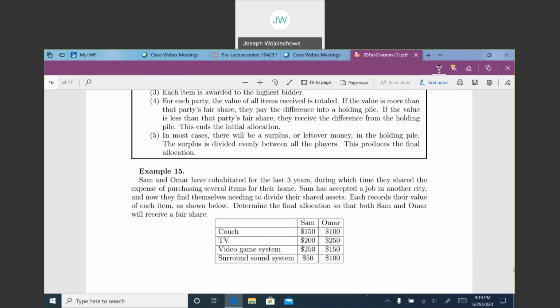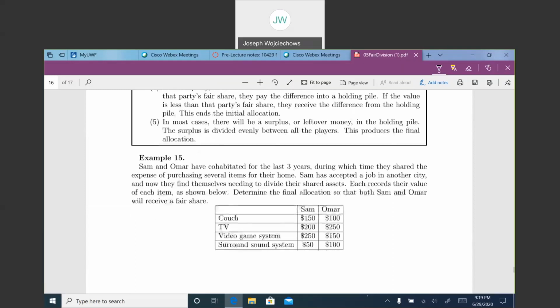In most cases, there will be a surplus or leftover money in the holding pile. The surplus is divided evenly between all the players. This produces the final allocation.